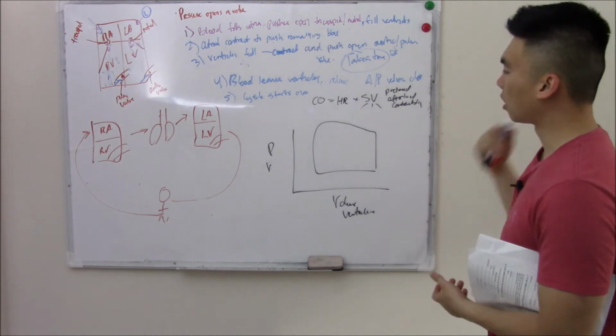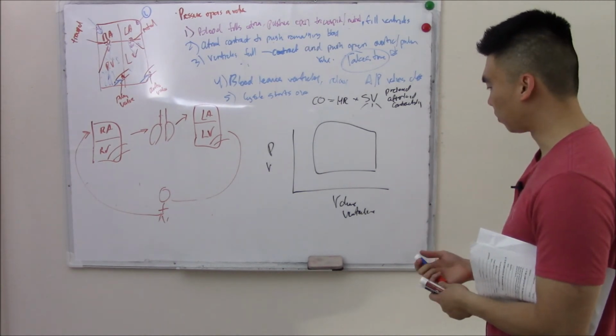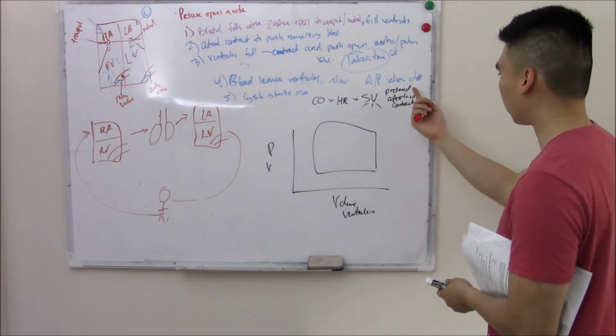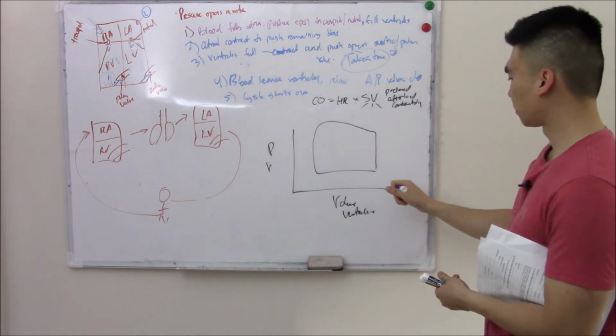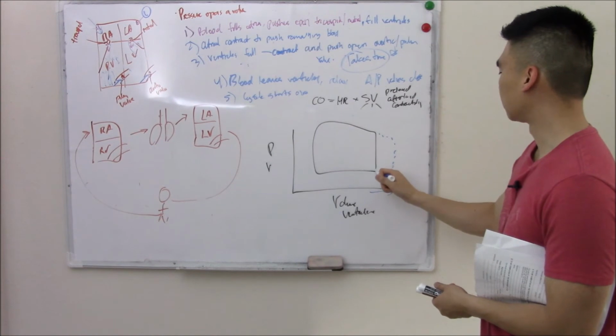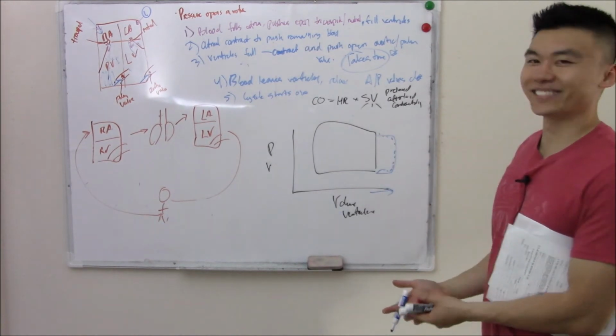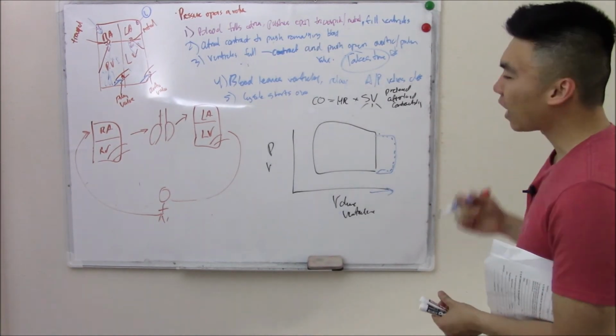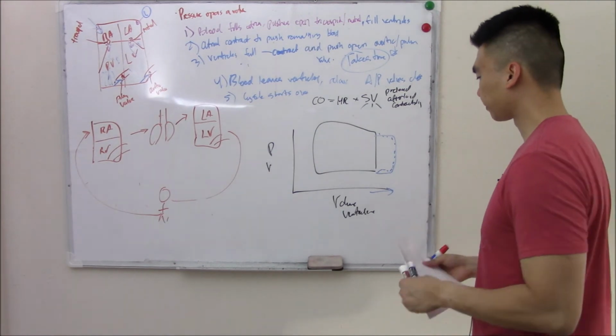How does preload affect the pressure volume loop? Well, you're going to have more filling, right? So you're going to have more volume. Now it looks like this. That's it.